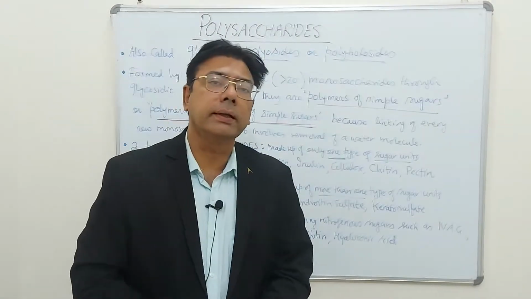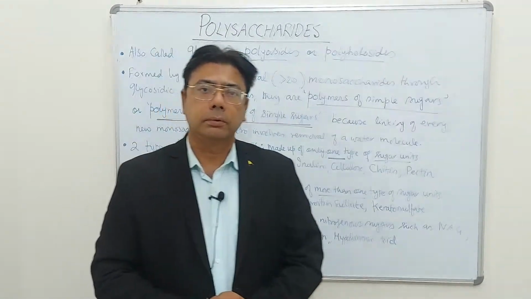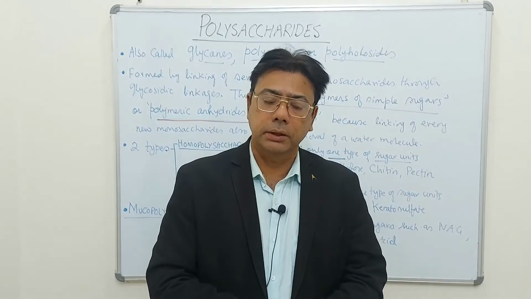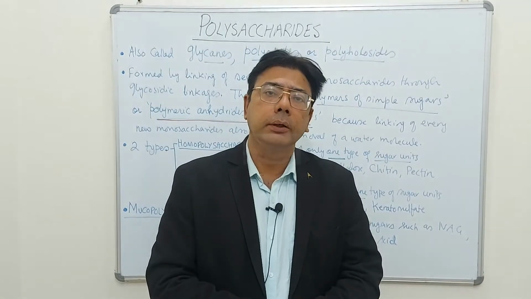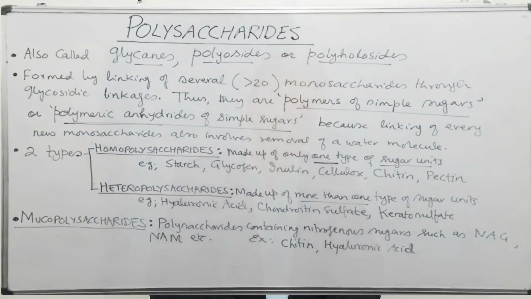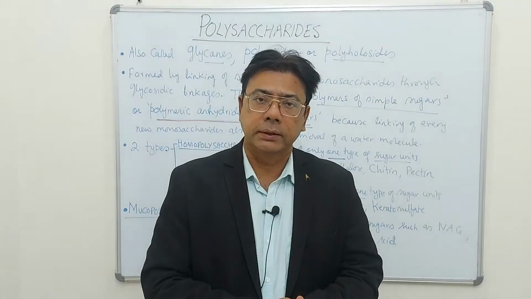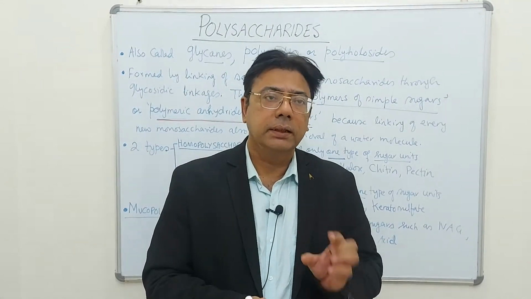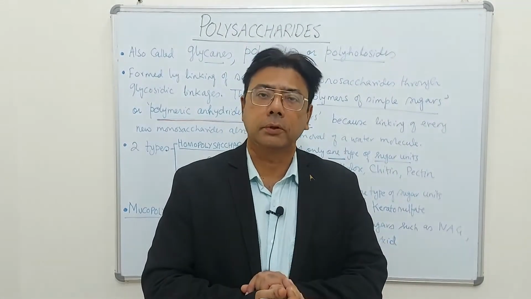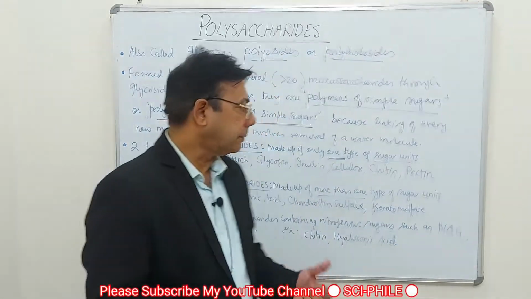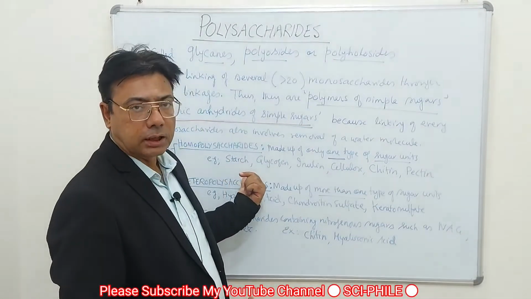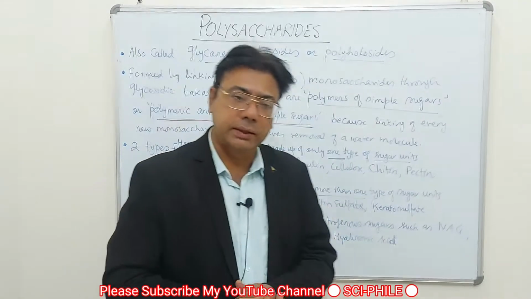Now talking about their types, we have two distinct types of polysaccharides which are called homopolysaccharides and heteropolysaccharides. Homopolysaccharides are those polysaccharides which are made up of only one type of sugar units. So when they are hydrolyzed, they yield only one type of monosaccharide units. Their examples are starch, glycogen, inulin, cellulose, etc.